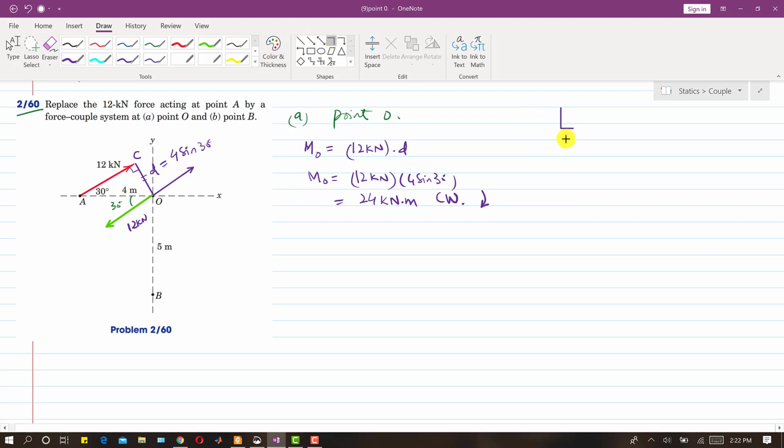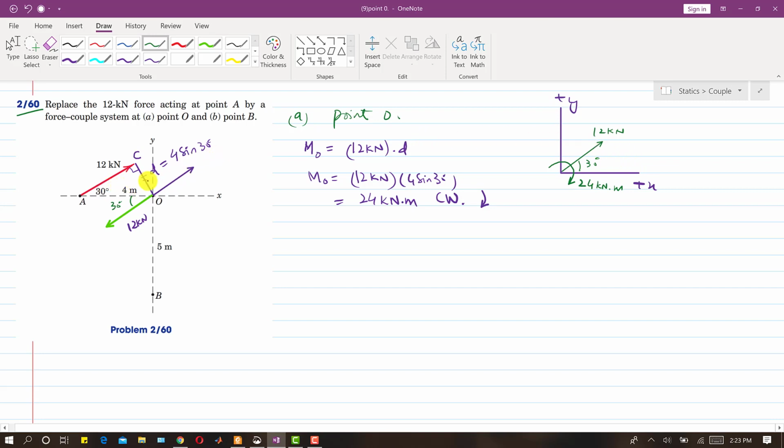If I draw that here, let's suppose this is positive x and this is positive y axis, right? Then the system will look like this. This is the clockwise moment, so we will draw it like this and write the magnitude: 12 kilonewton meter. Then we will also draw that force, with a magnitude of 12 kilonewton, acting at 30 degrees with the positive x-axis, right?